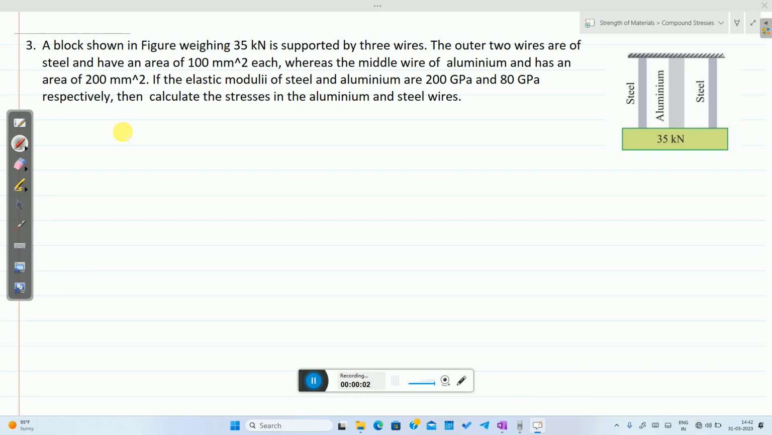So this is the third problem on composite sections. A block shown in figure of weight 35 kilonewton is supported by three wires. The outer two wires are of steel and have an area of 100 mm square each, whereas the middle wire is of aluminium and has an area of 200 mm square. If the elastic modulus of steel and aluminium are 200 GPa, 80 GPa respectively, then calculate the stresses in aluminium and steel wires.